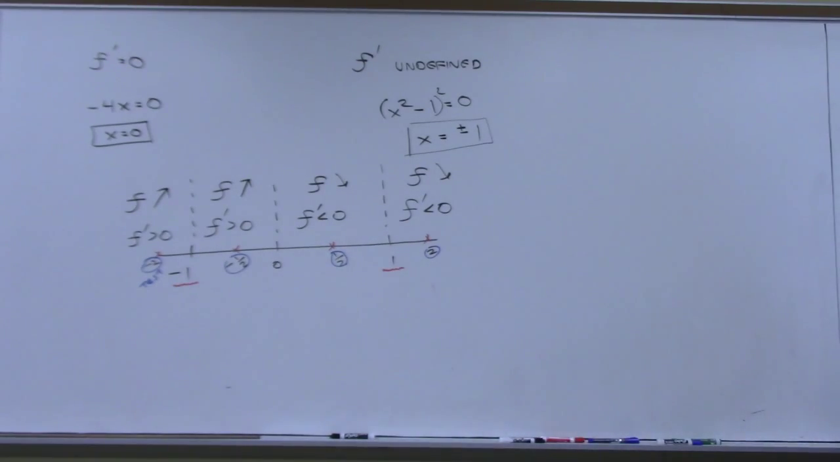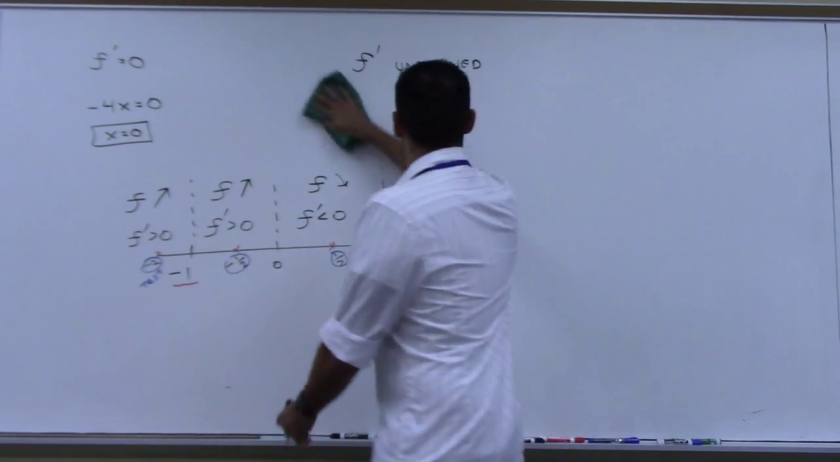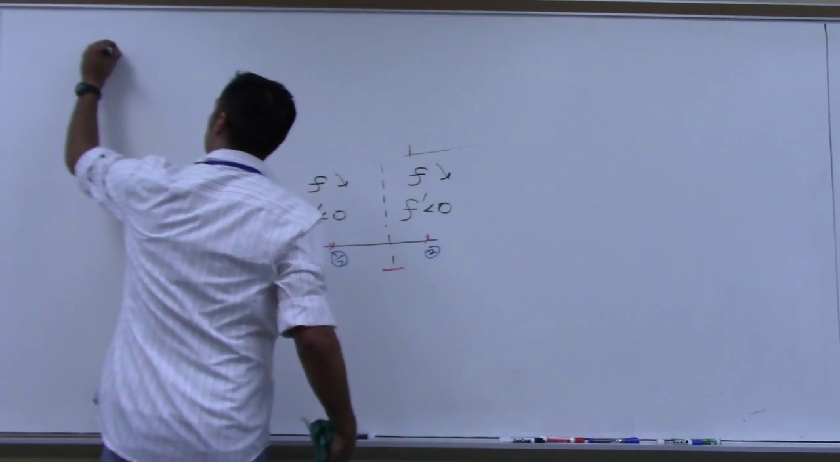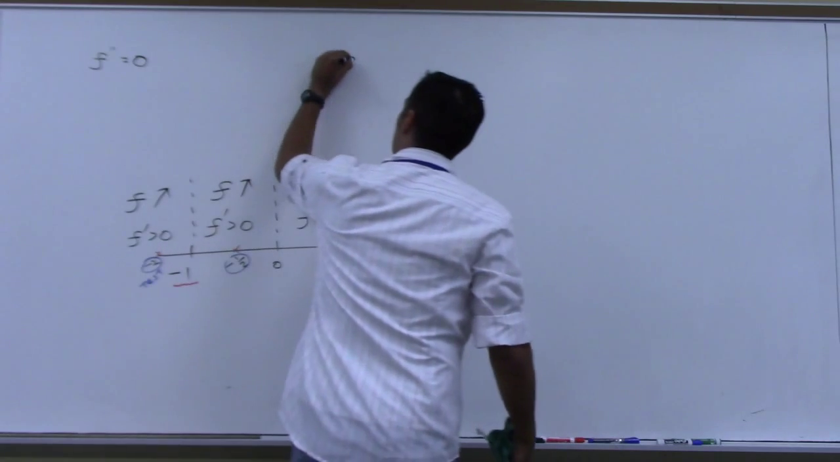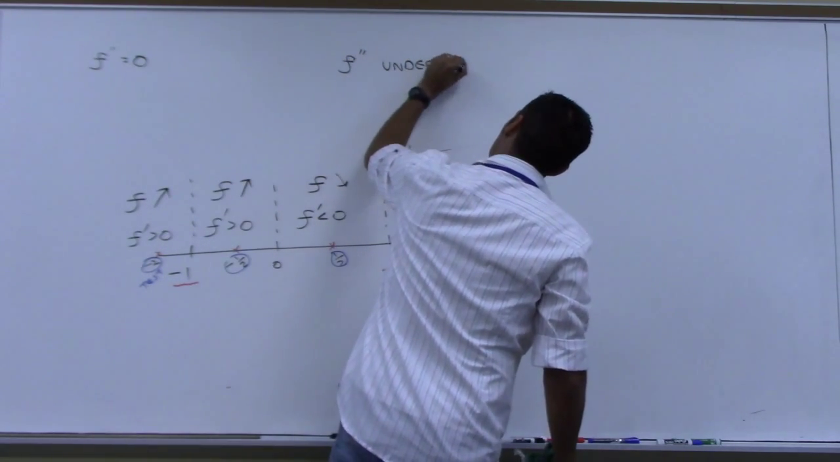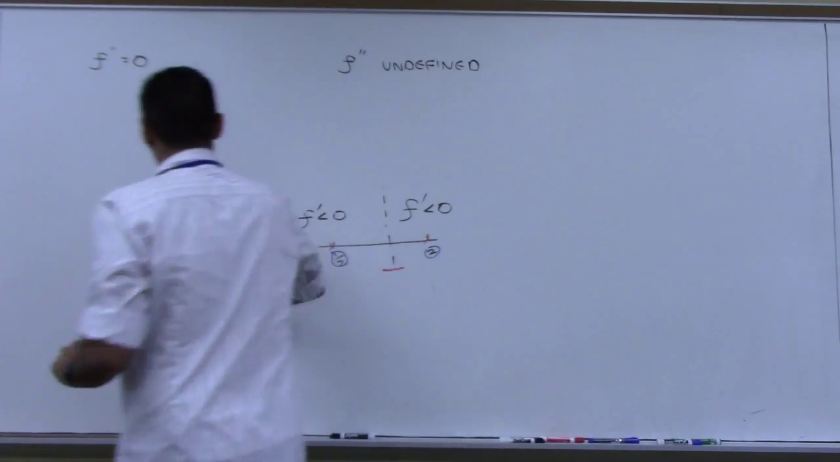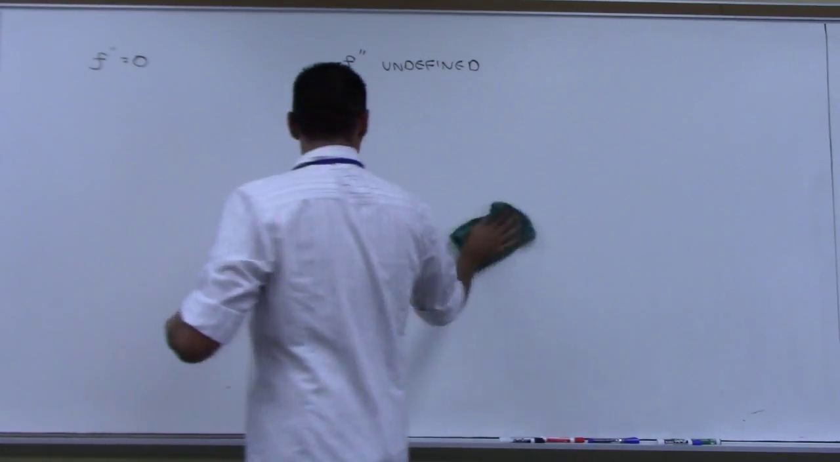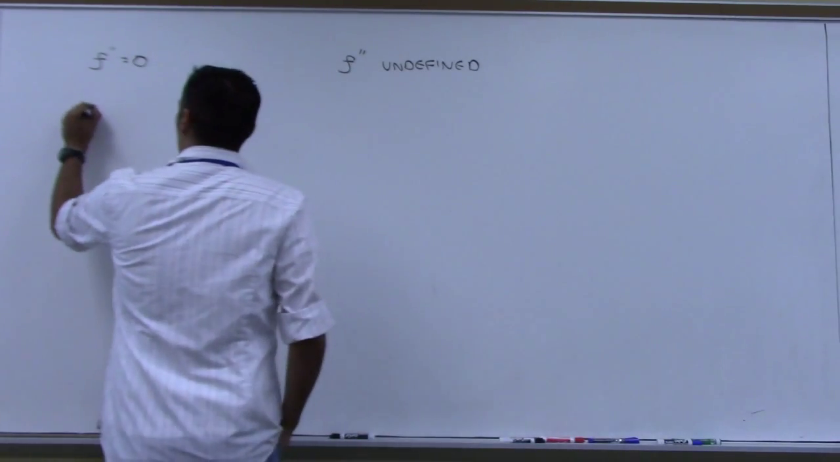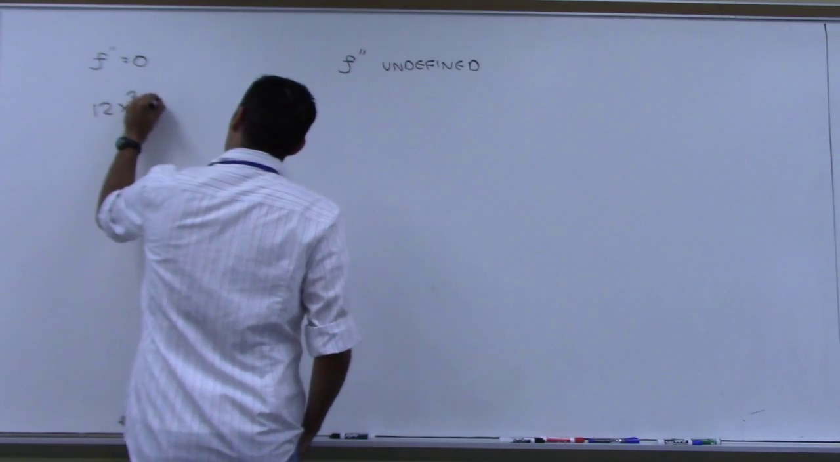All right, concave up, down, that thing. So we're going to work with our second derivative. I want to know where my second derivative is 0. I want to know where my second derivative is undefined. We're 30 minutes in. All right, so what about this? Where is this 0? Well, I want to know where 12x squared plus 4 is 0.